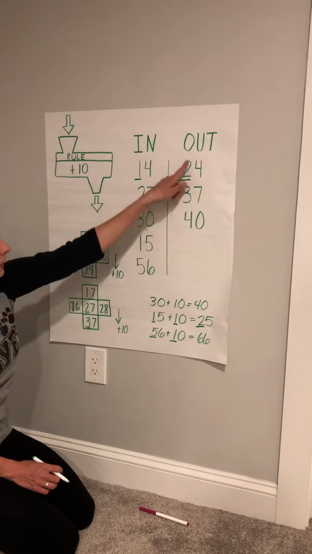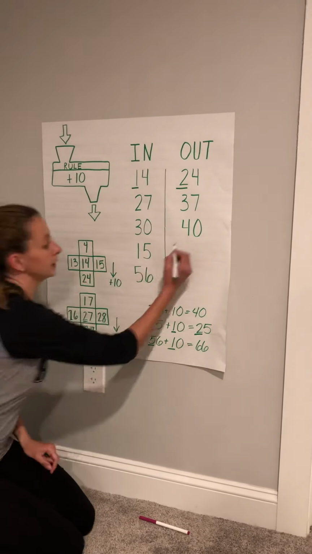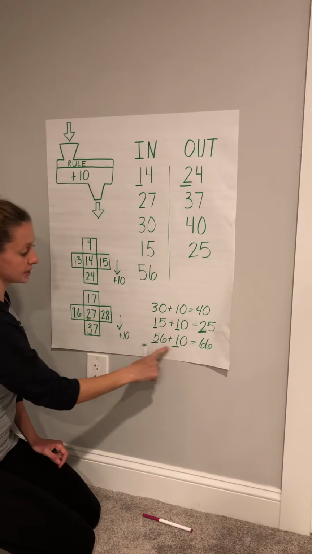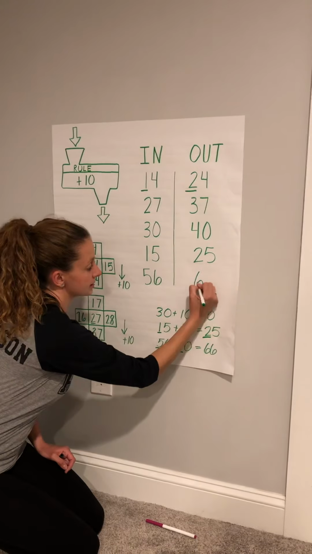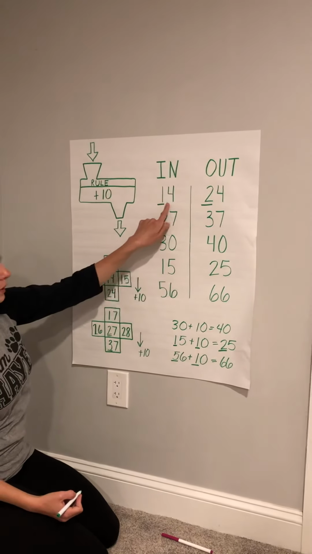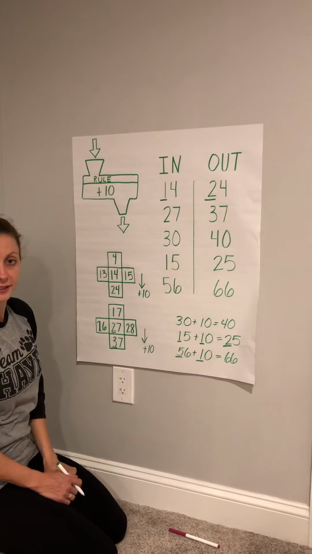Then make sure that you fill in your out column. So 15 plus 10 would be 25, and 56 plus 10 would be 66. On this in and out table, the relationship is that every number gets bigger by 10.